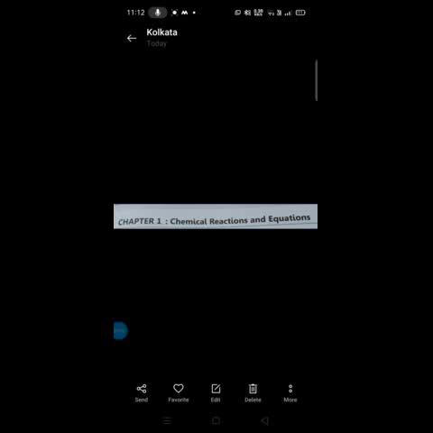Now, oxidation. Oxidation is the process of gaining oxygen during a reaction. Gaining oxygen is oxidation. So what could reduction be? It is the process of losing oxygen during a reaction. Okay.